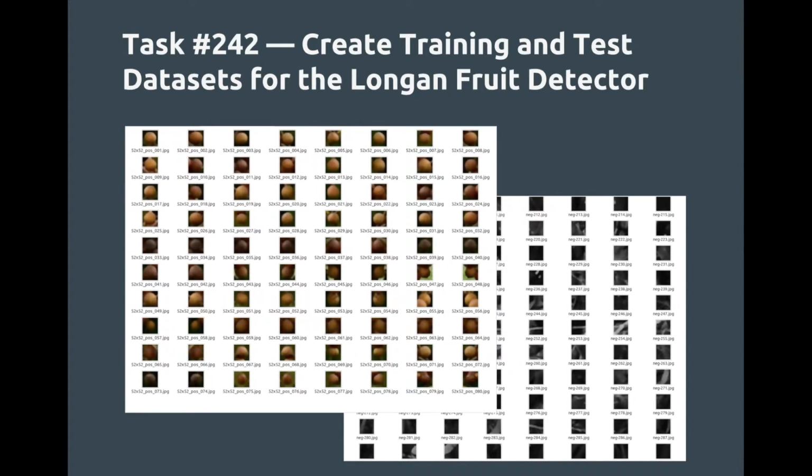A related task is task number 242, in which we create training and test datasets for the Longan fruit detector. You can see in color in the top left many samples that were hand selected representing this positive sample set. And then in the bottom right you have a bunch of black and white images which were generated automatically using one of the tools that you'll see in the installation and maintenance videos for automatically generating the negative samples in a training data set.